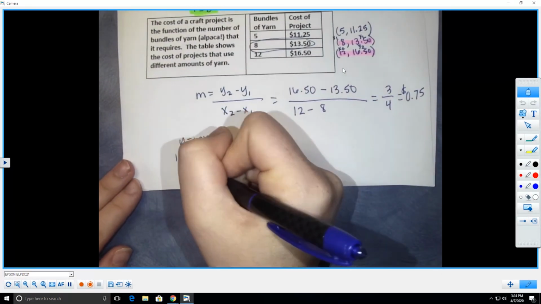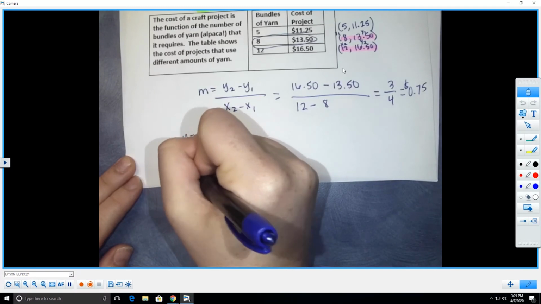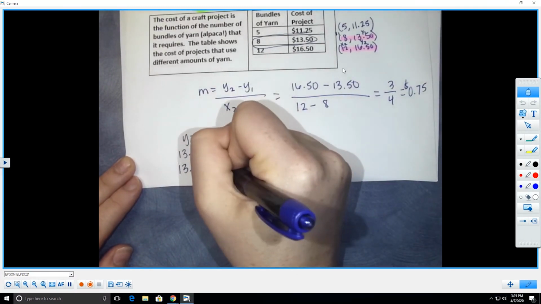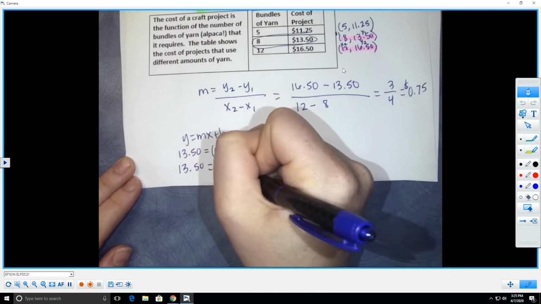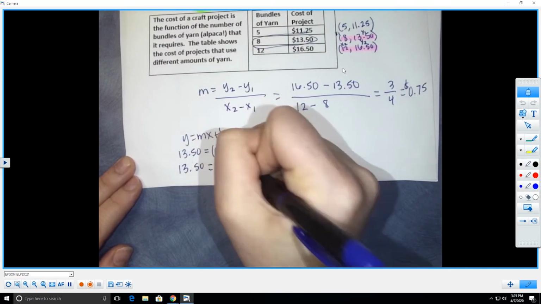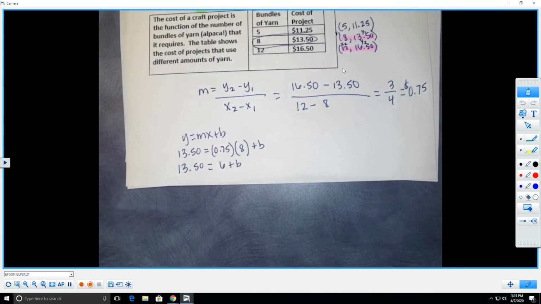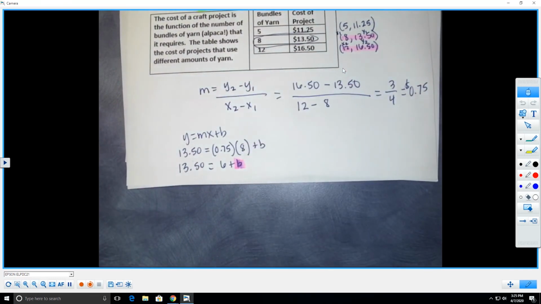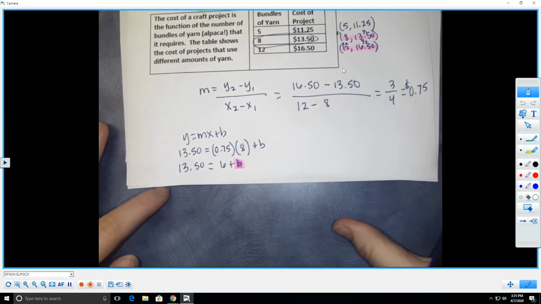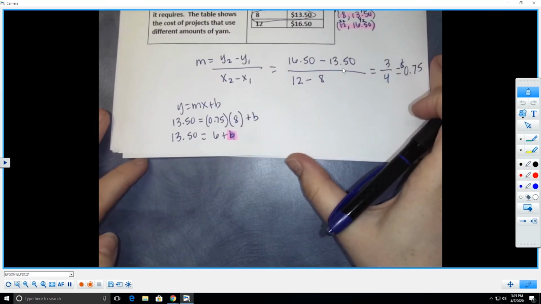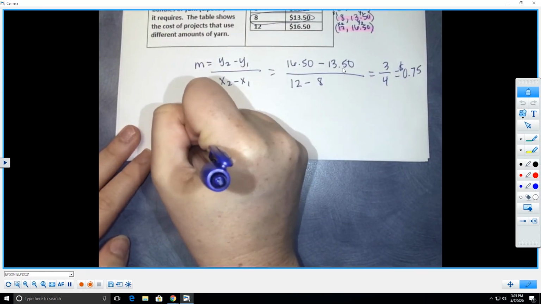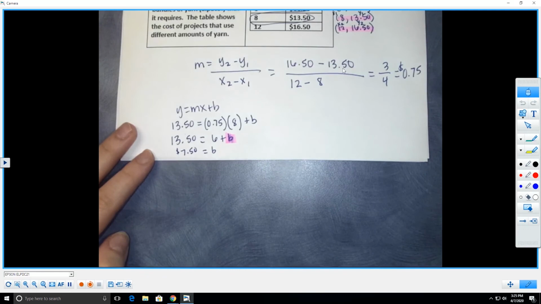And so that simplifies to 1350 equals 6 plus b. So you can think of it a few different ways. What plus 6 gives you 1350? And we get that b, or our initial value, is equal to $7.50.